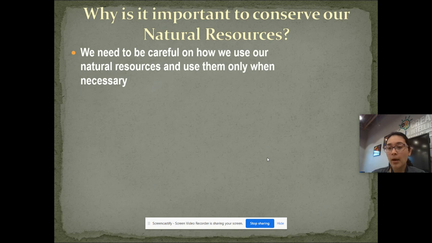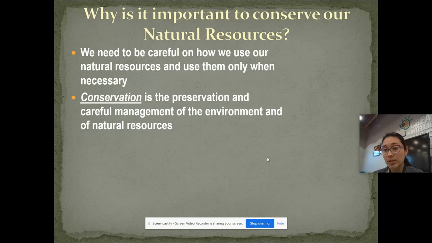Okay. So why is this important? Okay, so we need to be careful on how we use our natural resources and only use them when necessary. So there's a lot of people on Earth and we use a lot of energy. And so we're using that energy more than we need to, and so we're running out. So it's very necessary that our generation, your generation, finds alternative ways to use this energy, because eventually we're going to run out and we rely on that energy a lot.